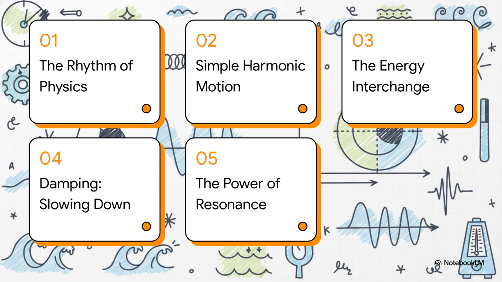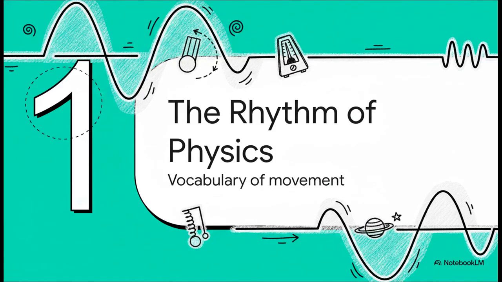First, the rhythm of physics. 2, simple harmonic motion explained. 3, the energy interchange. 4, damping, slowing things down. And finally, number 5, the power of resonance. Part 1, the rhythm of physics, where we'll be understanding the basic vocabulary of movement. Let's get right into it.